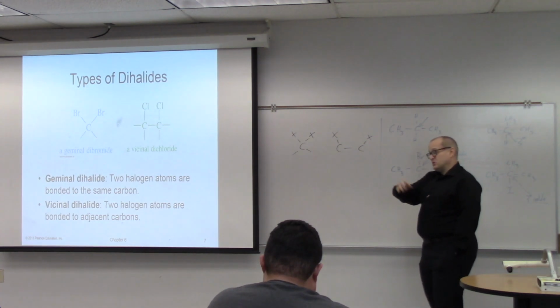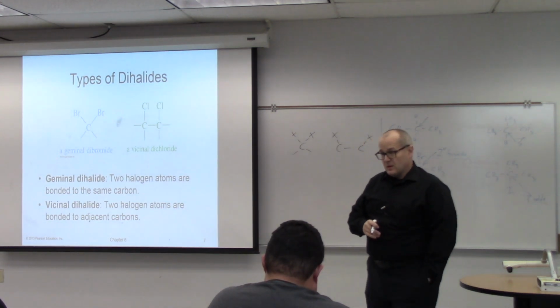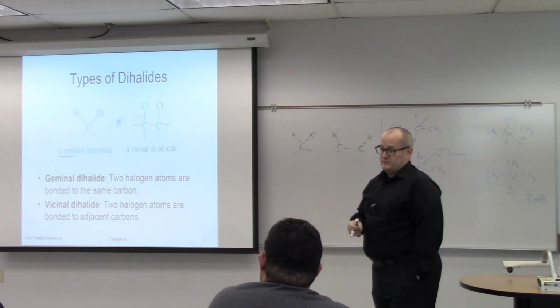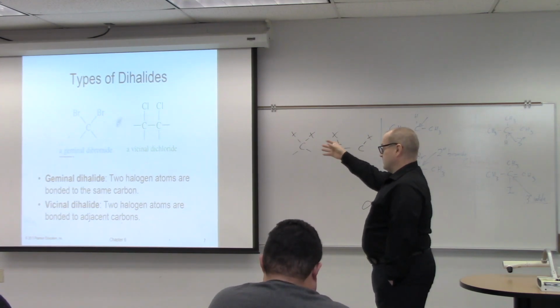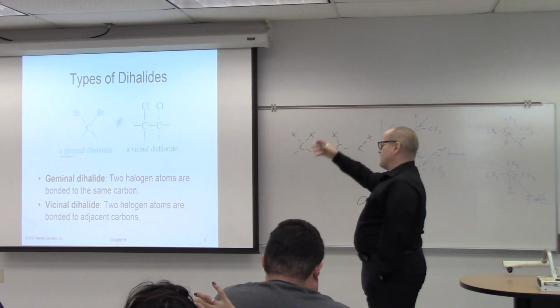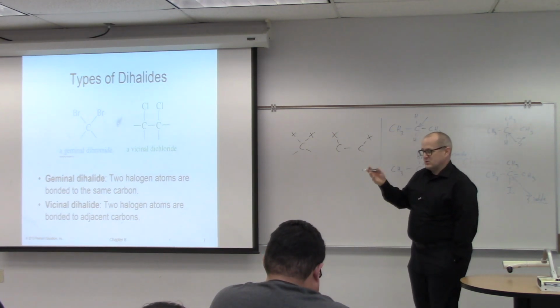Now, they don't have to be halogens. They could be nitrogens or oxygens or sulfurs or whatever. But their relationship to each other in the molecule can be either geminal or vicinal if they have this structural motif. And that's more for interest's sake. We're not going to do much with vicinal or geminal dihalides.